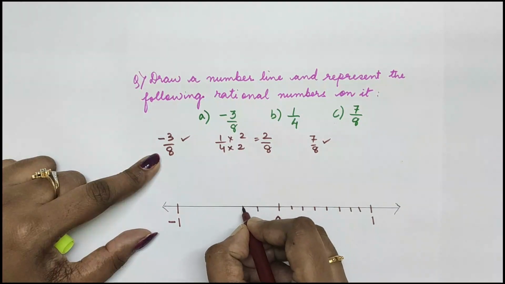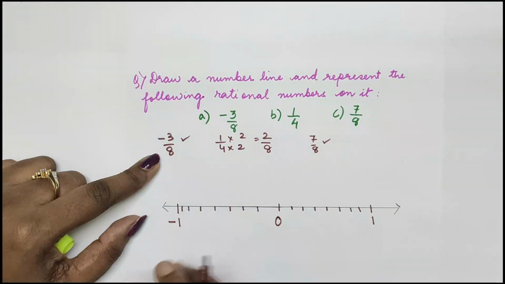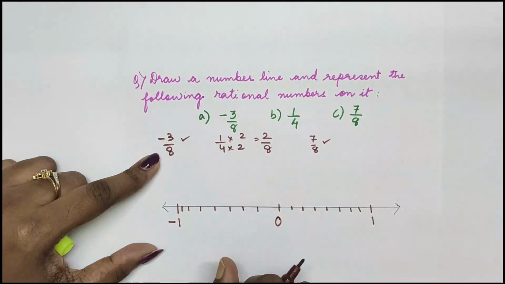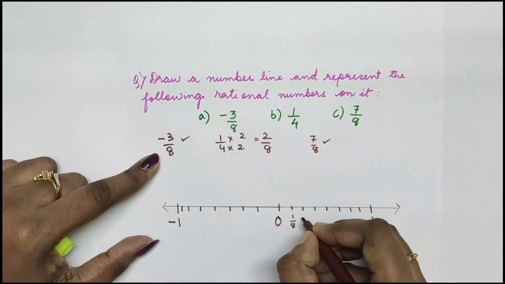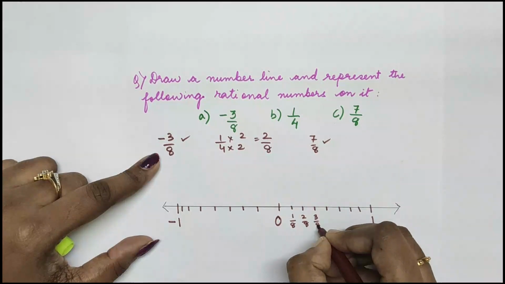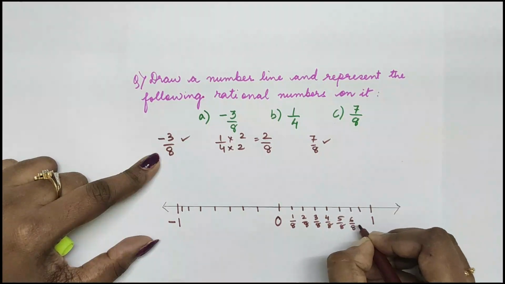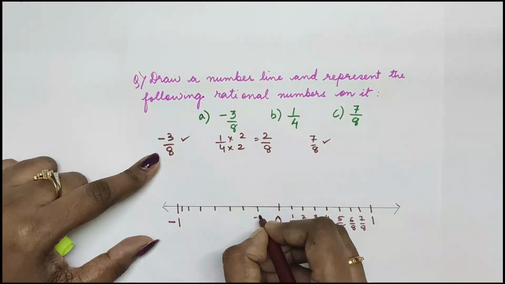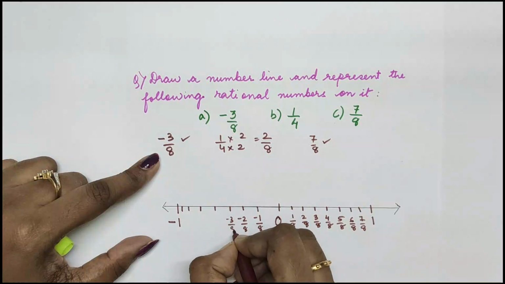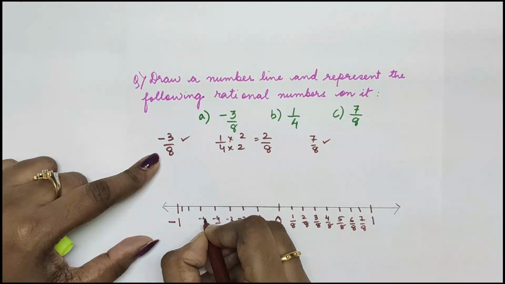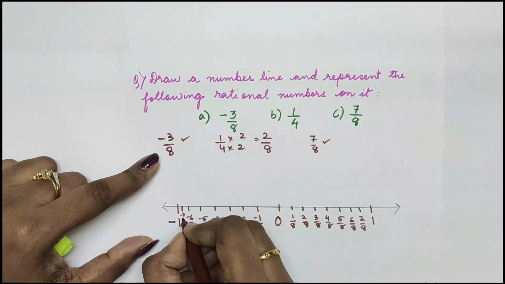Towards the left, seven. You see that you draw it equally distant using a scale. So all these lines represent 1 by 8. The positive side is positive rational numbers. I'm marking it to show you and to make you understand, and this side will be negative. Minus 1 by 8, minus 2 by 8, minus 3 by 8, and this one is minus 7 by 8.